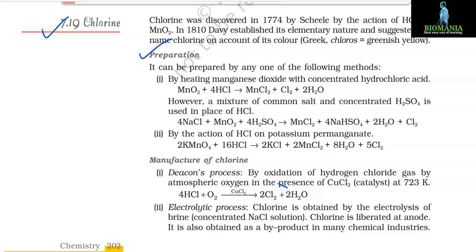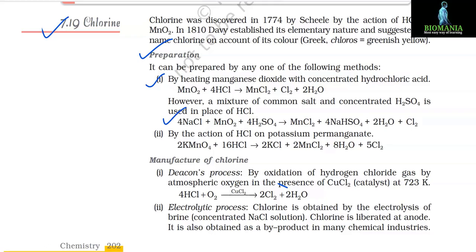Preparation. It can be prepared by any one of the following methods. Number 1. By heating manganese dioxide with concentrated hydrochloric acid. MnO2 + 4HCl gives MnCl2 + Cl2 + 2H2O. However, a mixture of common salt and concentrated H2SO4 is used in place of HCl.